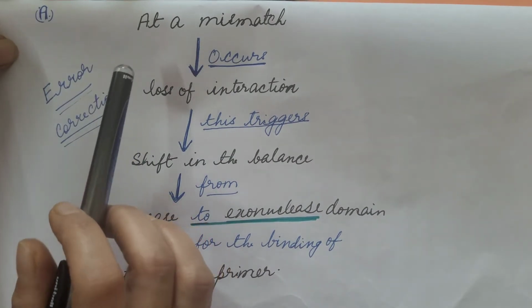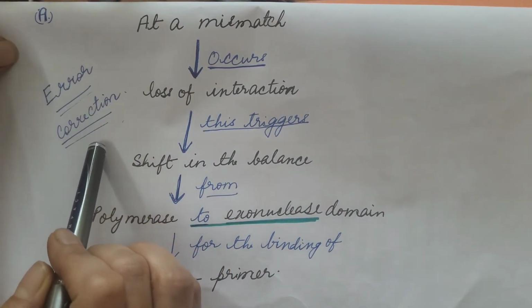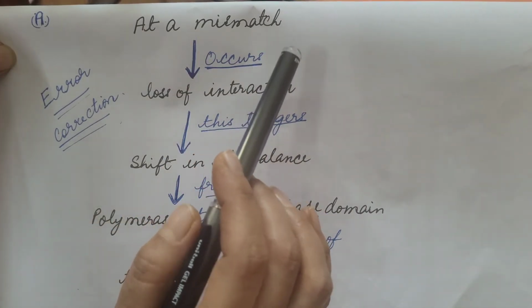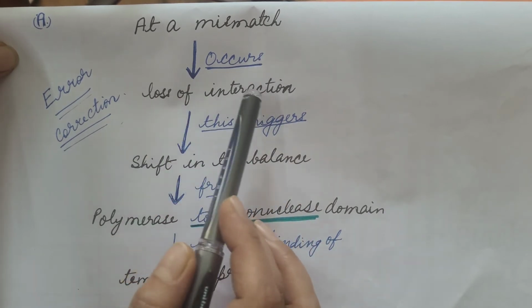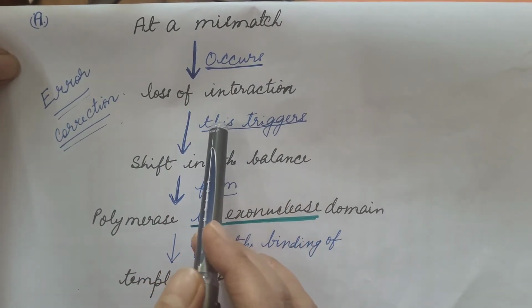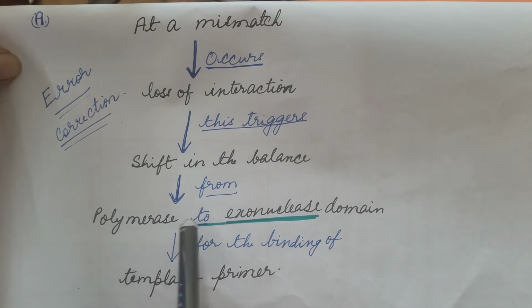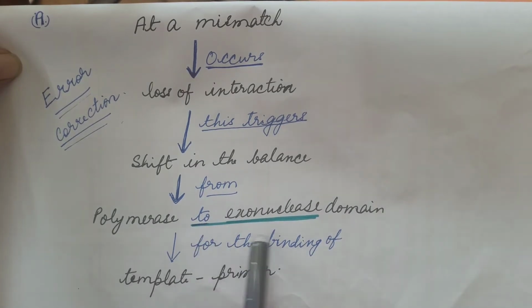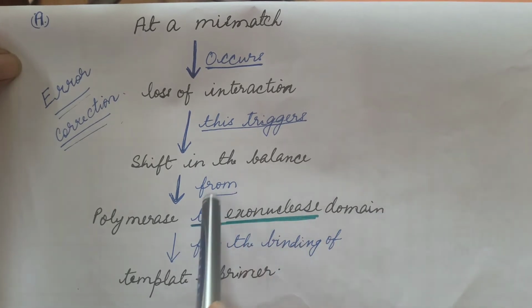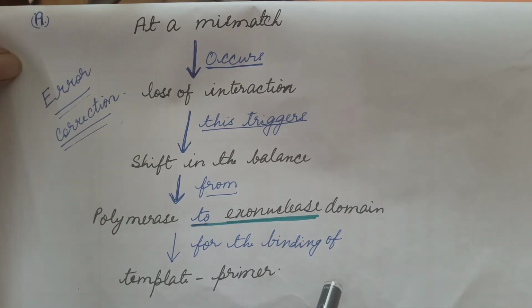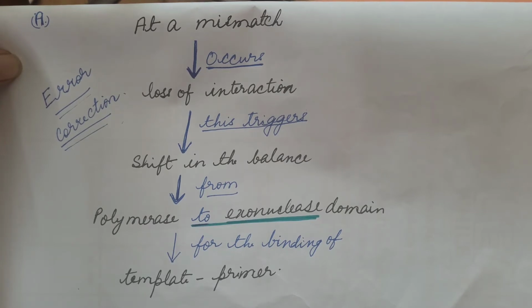So how is it detected and then the correction of the error done at a mismatch? If there is a mismatch base pair, then there occurs loss of interaction between the base pair, and this loss of interaction triggers a shift in balance from the polymerase to the exonuclease domain for the binding of the template primer. Now, the exonuclease domain binds to the template primer in order to correct the error. DNA polymerase has polymerase and exonuclease domains, which we will discuss in detail in the next video, where we will see types of DNA polymerase, their structure and function.